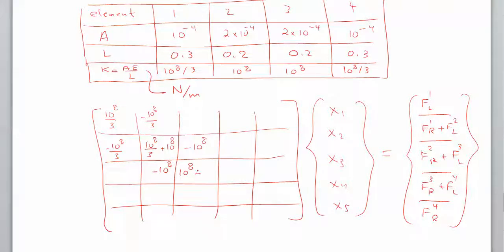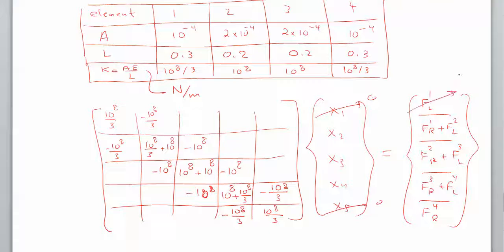It's going to be plus 10 to the 8, minus 10 to the 8. This is for element 3 we're doing now. This is 10 to the 8, 10 to the 8. And for element 4, it's going to be plus 10 to the 8 over 3, minus 10 to the 8 over 3, minus 10 to the 8 over 3, and 10 to the 8 over 3. We know that this is 0. We know that this is 0.